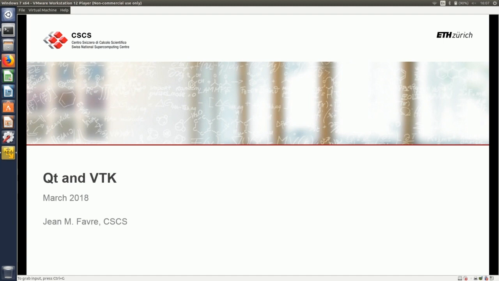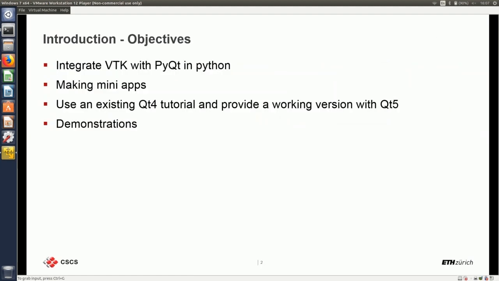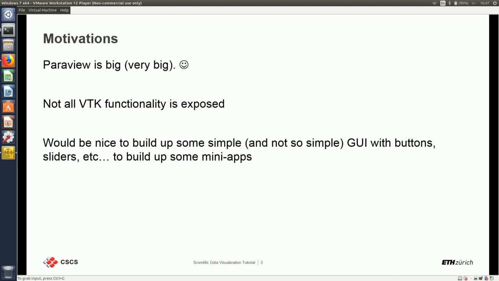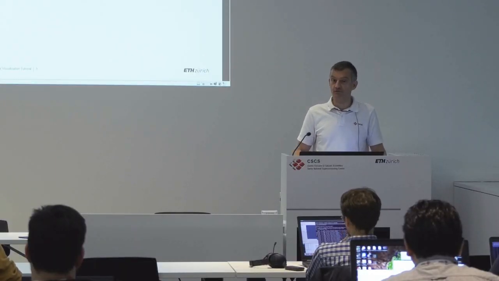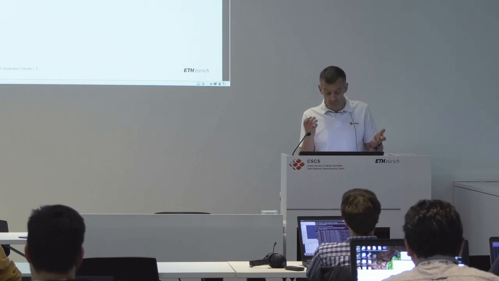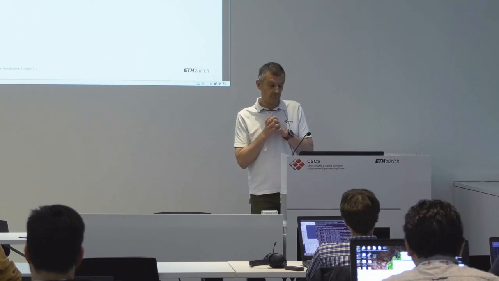I'm going to talk about Qt and VTK. So why? Motivations. Integrate VTK with PyQt in Python and make mini apps. Simple for demonstrations or for your personal use. You don't need the whole ParaView, which is very, very big. You just need a simple interface, and this would be a way to do this. There's probably only 5% of the ParaView functionality you need for your specific project at one point. So make it a reduced graphical user interface.